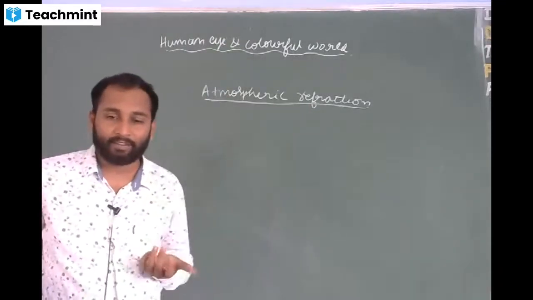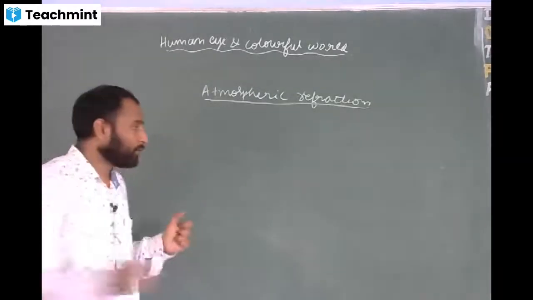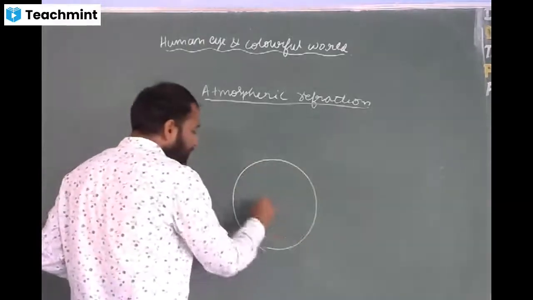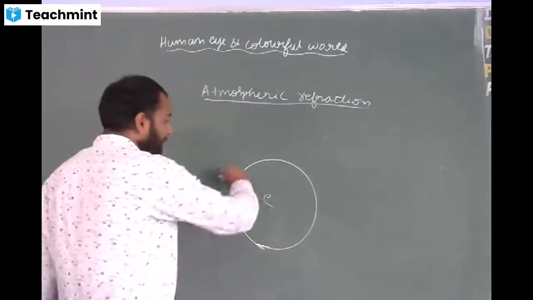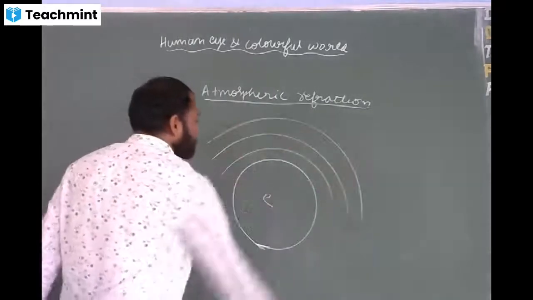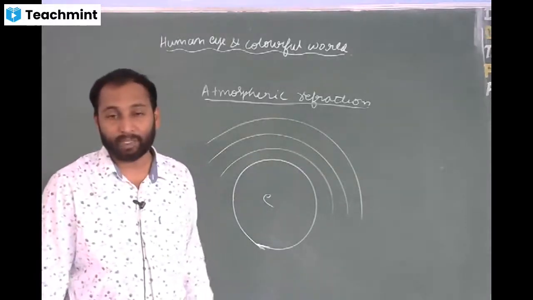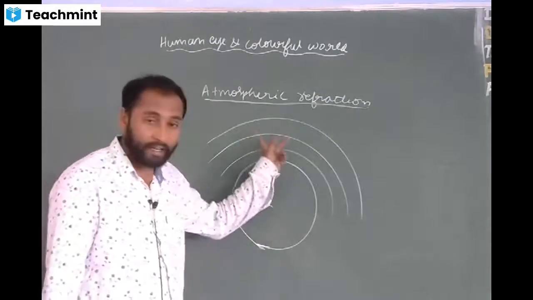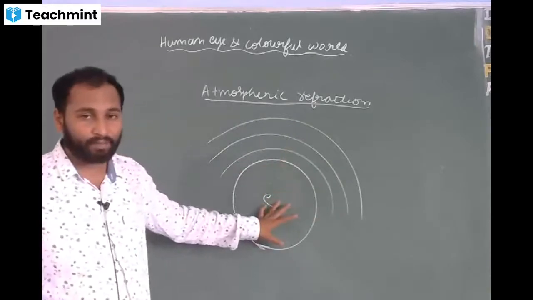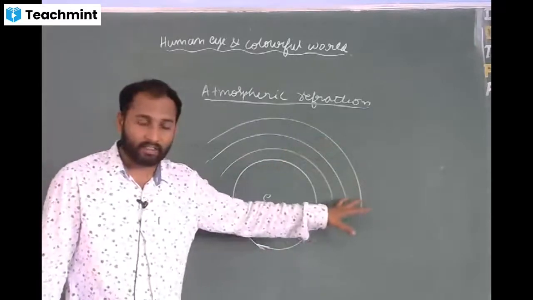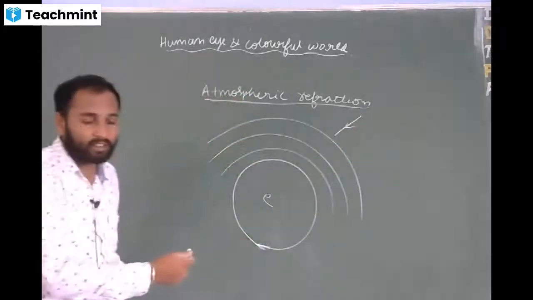So, what is atmospheric refraction? What exactly happened? Refraction through atmosphere. So you know earth is surrounded by a layer of air. This layer of air around the earth we call atmosphere, not atmospheric refraction. The layer of air present around the surface of the earth we call atmosphere. So when light enters through these layers of earth, what happens?